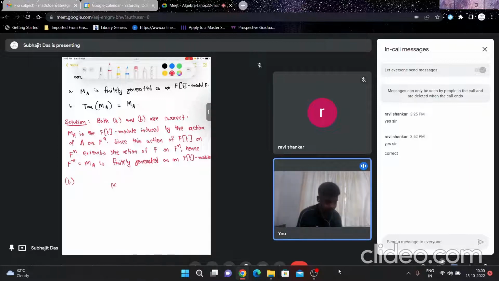Suppose M is an A module. What is the torsion part of M? It is precisely the set of elements m in M which are annihilated by some non-zero ring element, such that a dot m is equal to 0 for some a non-zero. Okay, this is what torsion is. And if the base ring is an integral domain, then the torsion of M is a submodule of M. That's it: all those elements which are annihilated by some non-zero element of the ring. That is what torsion is.